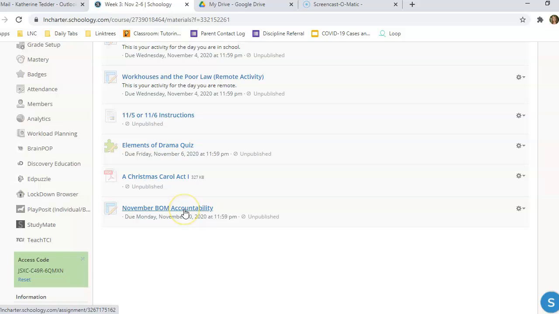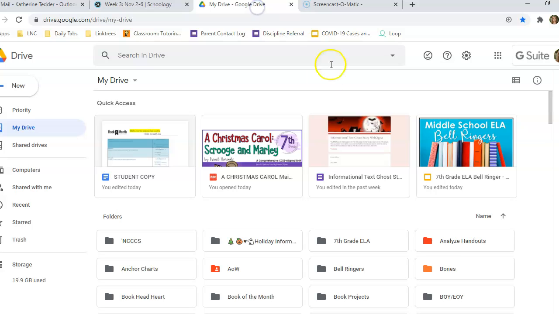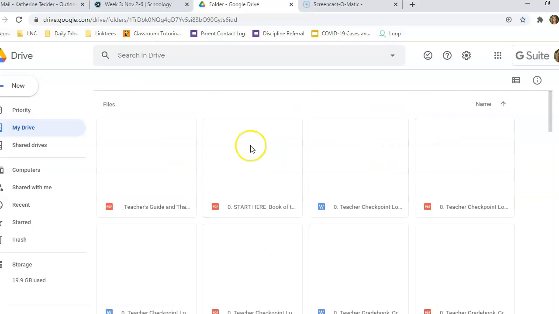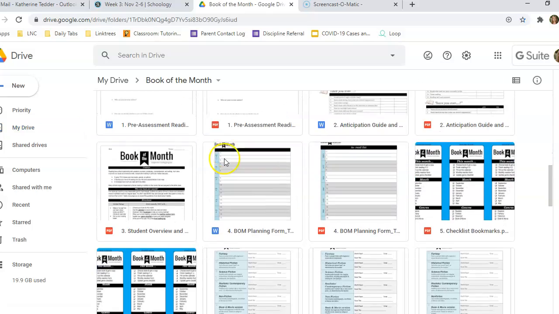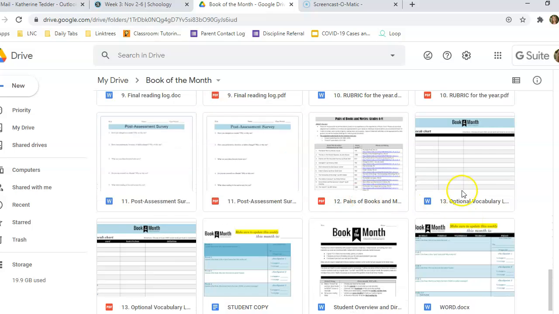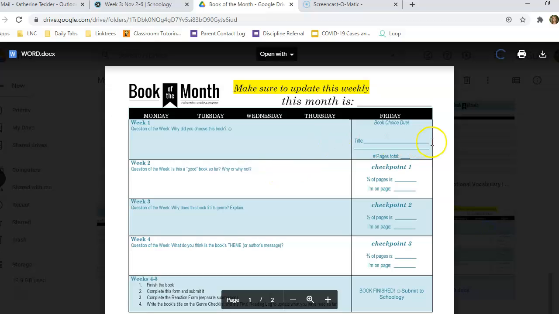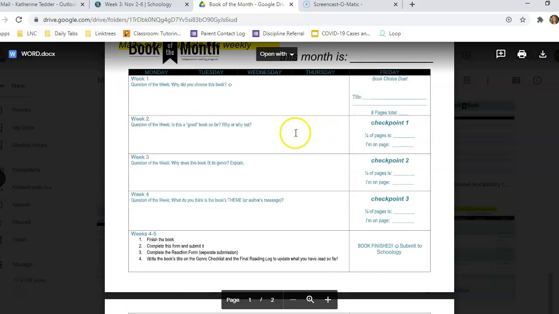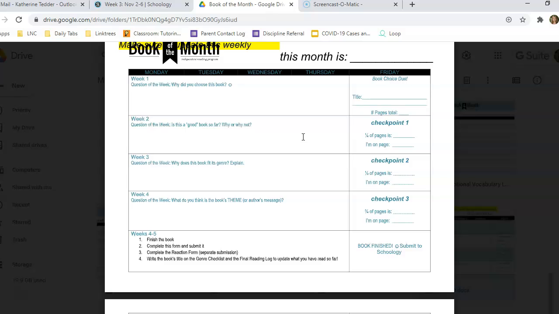And then this one thing right here is the last thing I'm going to talk about. It's the November Book of the Month accountability worksheet. It looks like this. Essentially, you will notice on your agenda that each week I have put in a thing that says complete Book of the Month assignment or something along those lines.